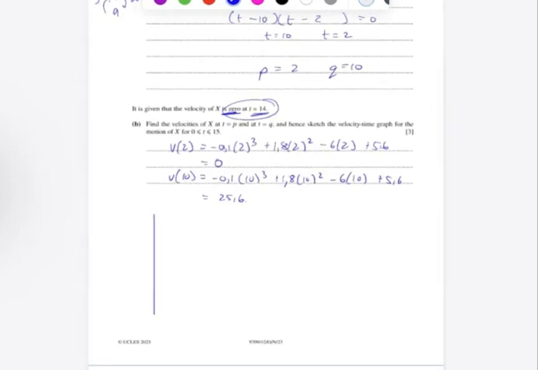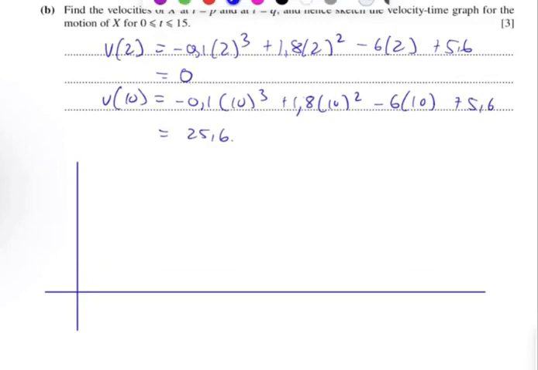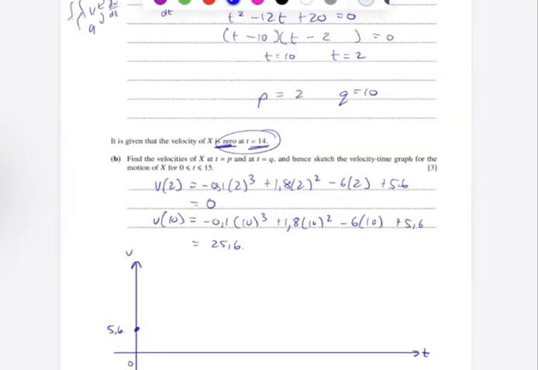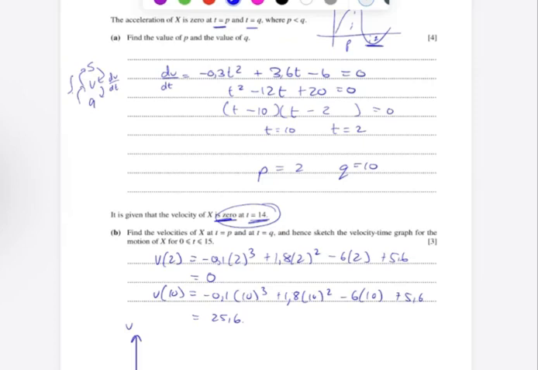Okay, let's see if we can plot this. When my time is naught, I'm going to have 5.6. Then when my time is 2, so 1, 2, my velocity is naught, and there's a turning point there because acceleration is naught there.